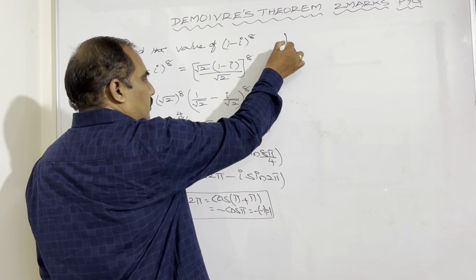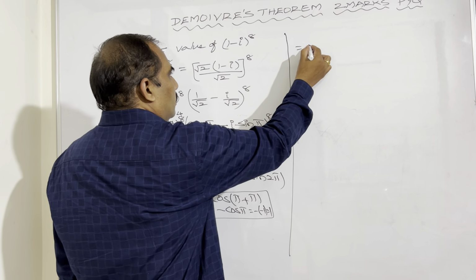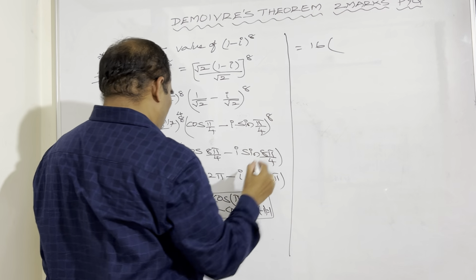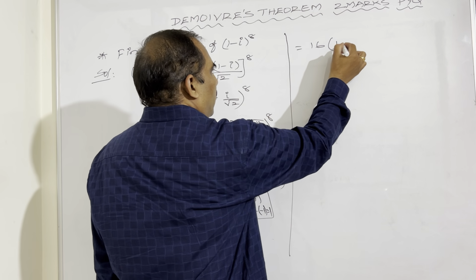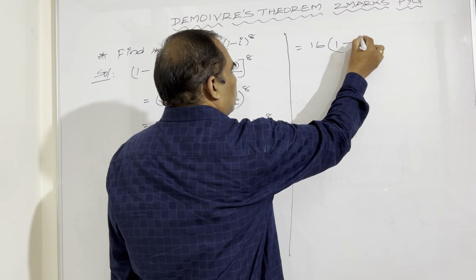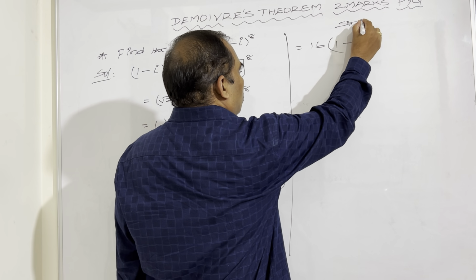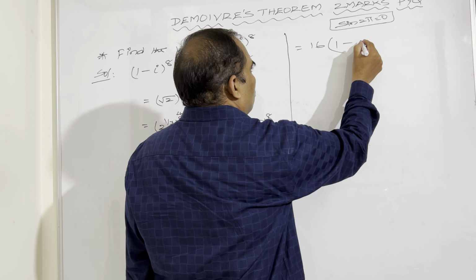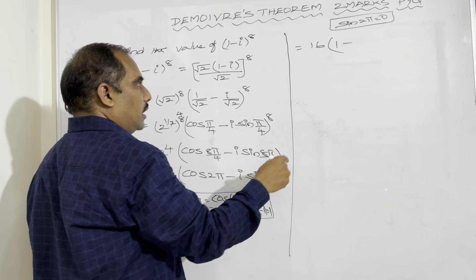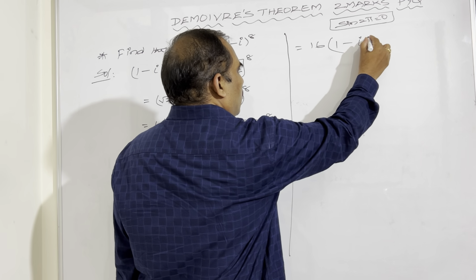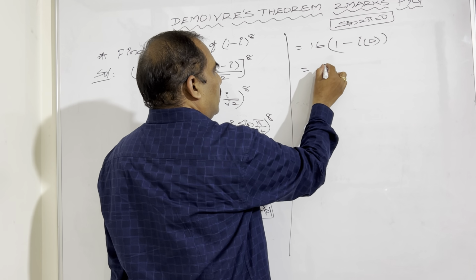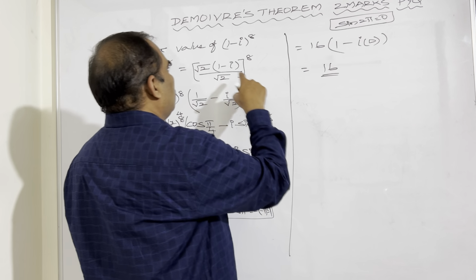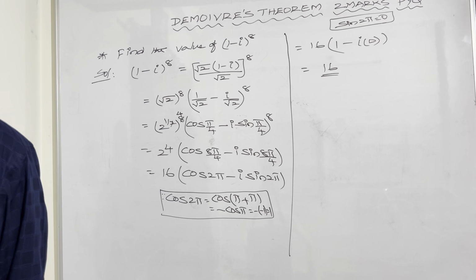So that's why this is 16 into cos 2 pi value is 1, minus i sin 2 pi. Sin 2 pi value is always 0 only. So i sin 2 pi is i into 0. Finally we get 16, which is the final solution of this.